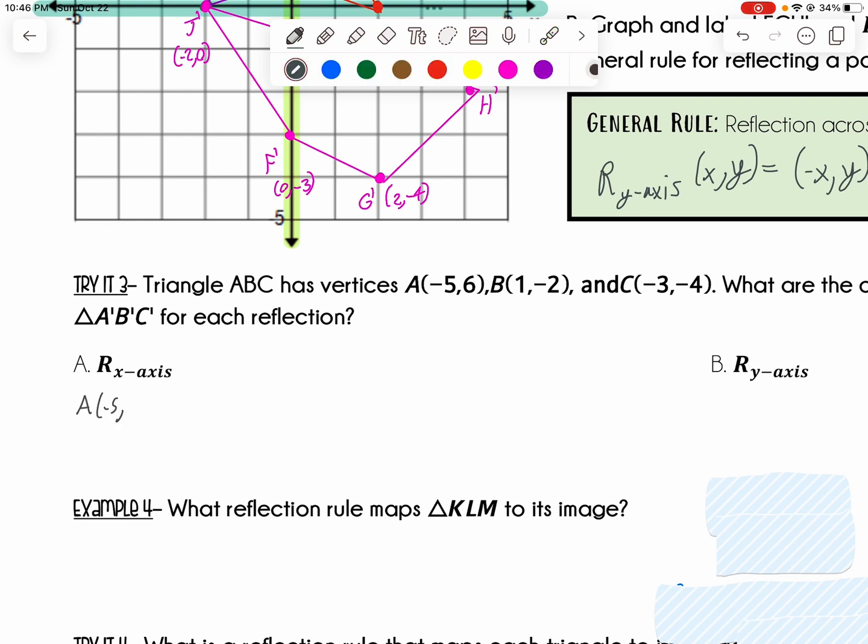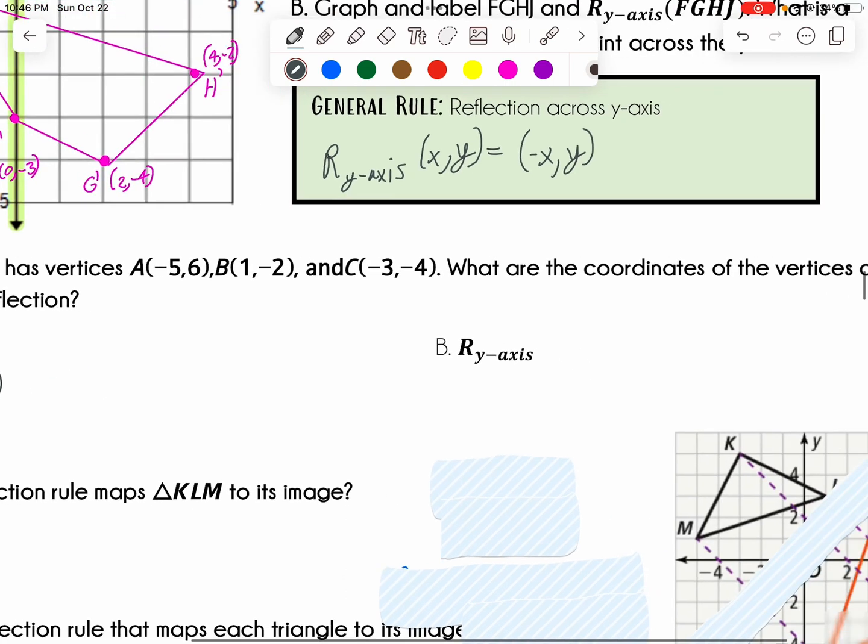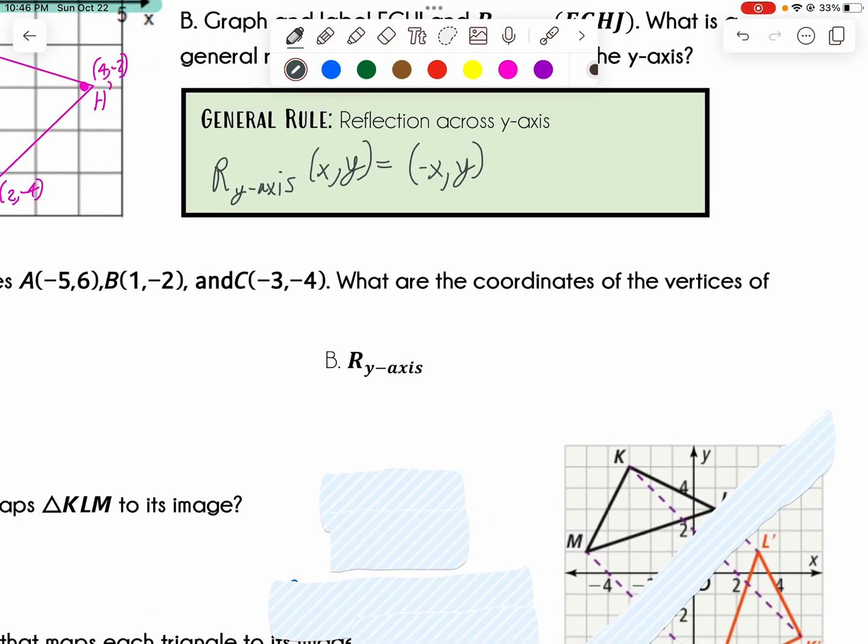A is -5, 6. That's going to translate to A prime, which is, because I'm reflecting it across the x-axis, the y-coordinate will be opposite: -5, -6. B is 1, -2. So that's going to become B prime, which is 1, 2. And C is going to be -3, -4. So C prime is going to be -3, +4. There we go.